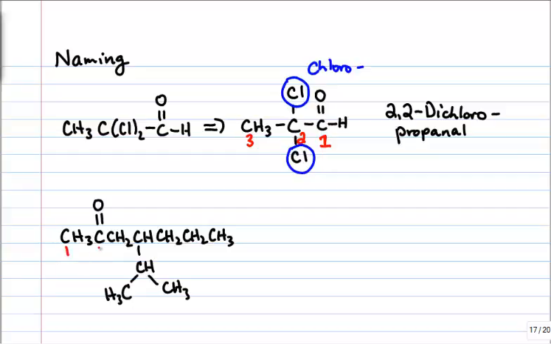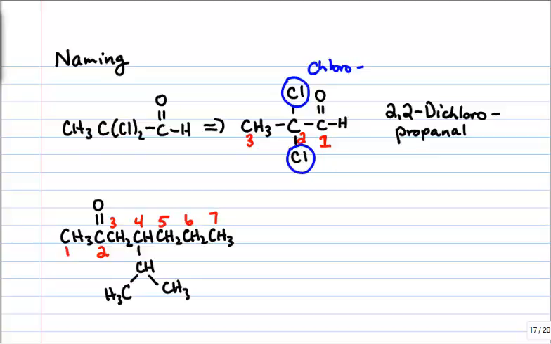So 1, 2, 3, 4. Now I'm at a branch point. I've got a decision to make. We're at a crossroads in your life. Are you going to go straight across, or are you going to go down to pick up the carbons? Well, if you go down this way, it's 4, 5, 6. If you go across, it's 4, 5, 6, 7. So the choice is clear.